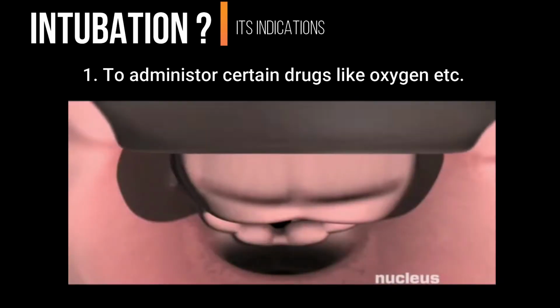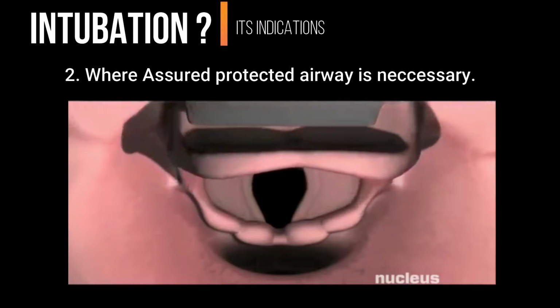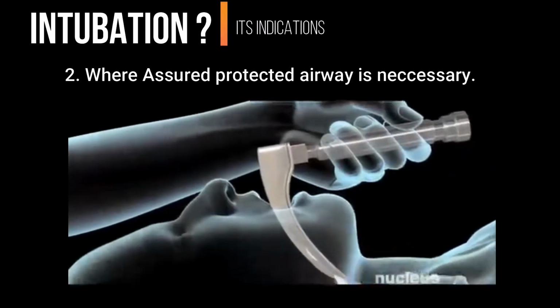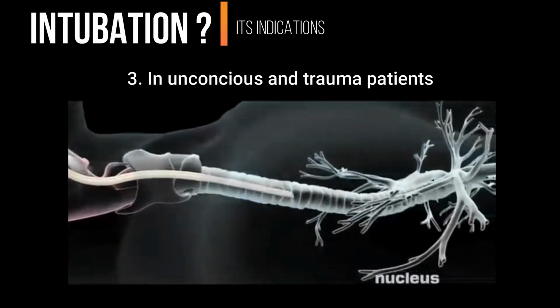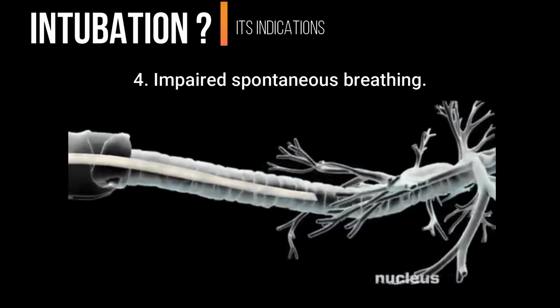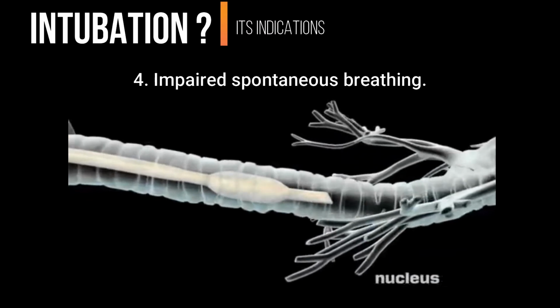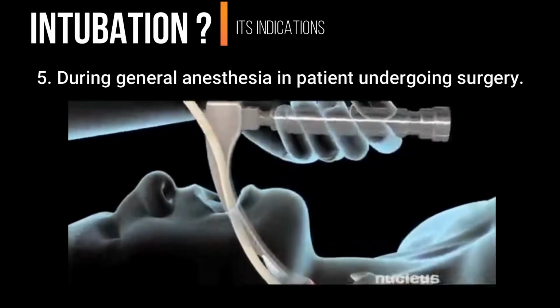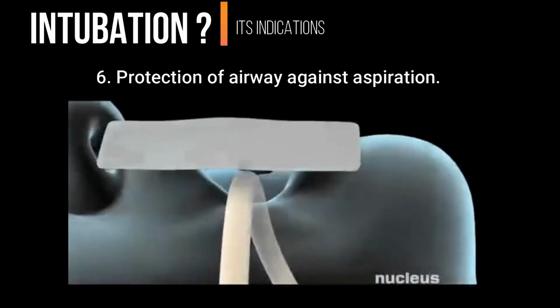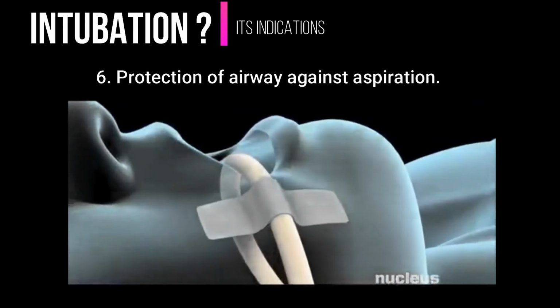What are its indications? It is used whenever a secure, protected airway is necessary for a patient, such as in an emergency situation where the patient may be unconscious or have impaired spontaneous respiration. Also, during general anesthesia, when the patient is undergoing any surgical procedure involving body cavities, head and neck surgeries, or surgeries in prone position. It also helps in protecting our airway against aspiration.